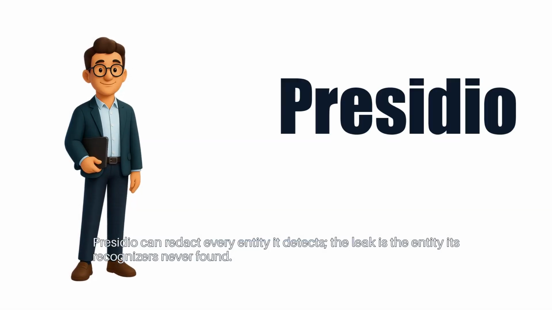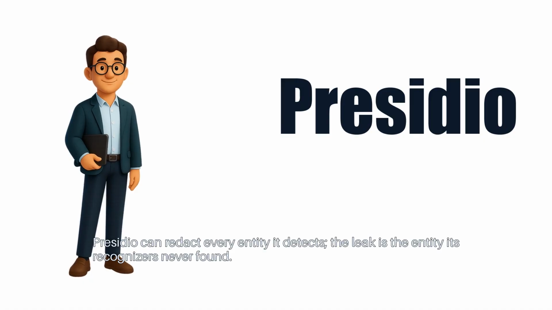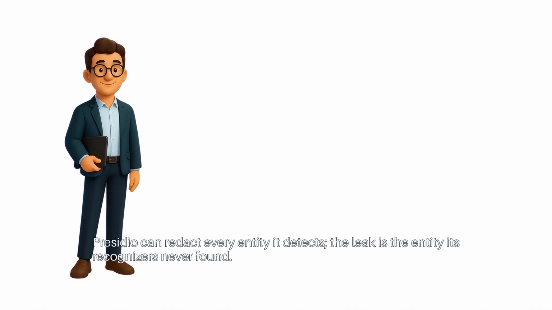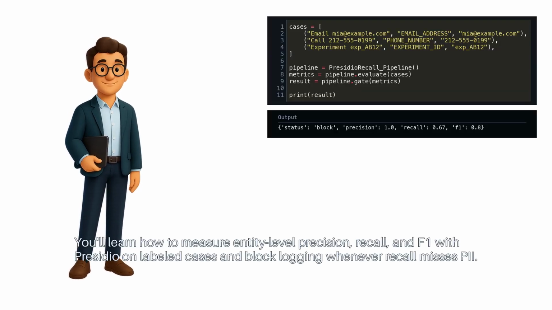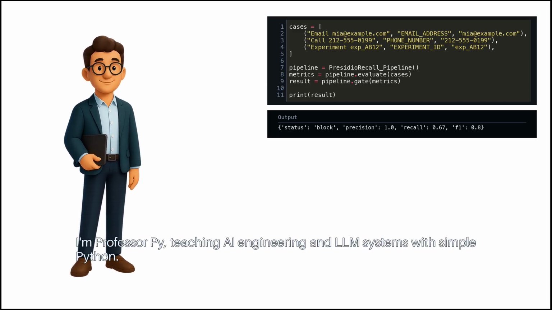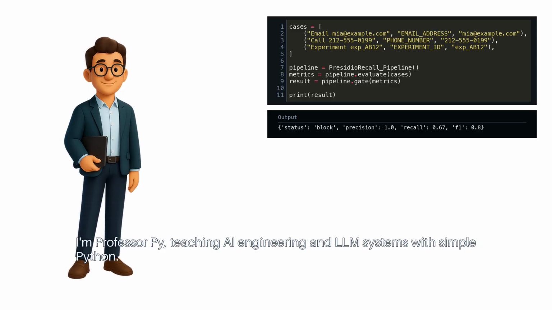Presidio can redact every entity it detects. The leak is the entity its recognizers never found. You'll learn how to measure entity-level precision, recall, and F1 with Presidio on labeled cases and block logging whenever recall misses PII. I'm Professor Pi, teaching AI engineering and LLM systems with simple Python.